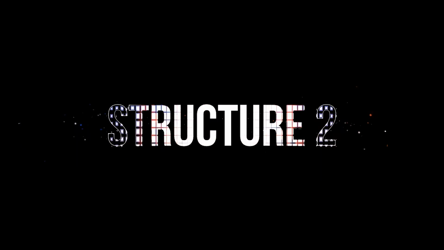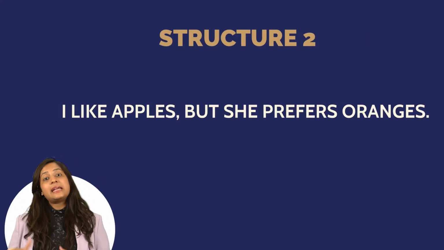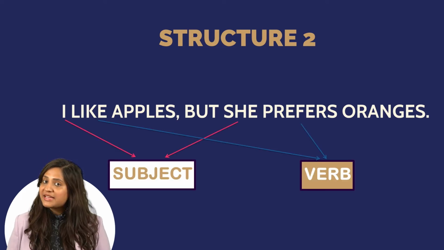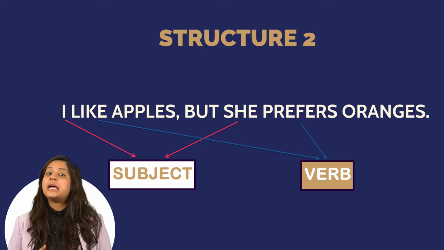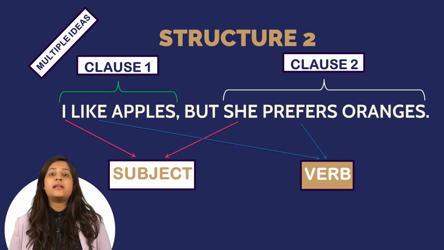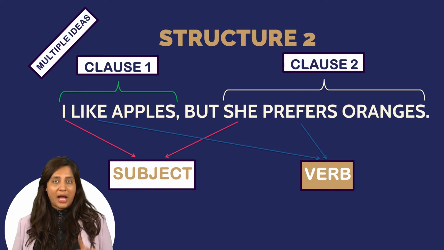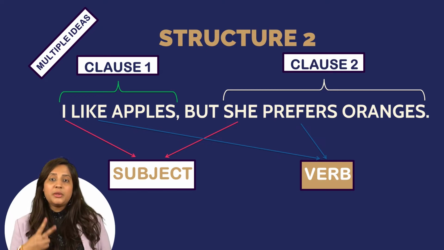Let's take structures to the next level now. Here's structure type 2. The sentence reads, I like apples, but she prefers oranges. In this sentence, we have got 2 subjects and 2 verbs. I and she are the subjects, whereas like and prefers are the verbs. So basically, 2 pairs of subject and verb. As per the definition of clause, there are 2 clauses present in this sentence. I like apples is clause number 1 and she prefers oranges is clause number 2. That means this sentence containing 2 clauses conveys 2 different ideas.